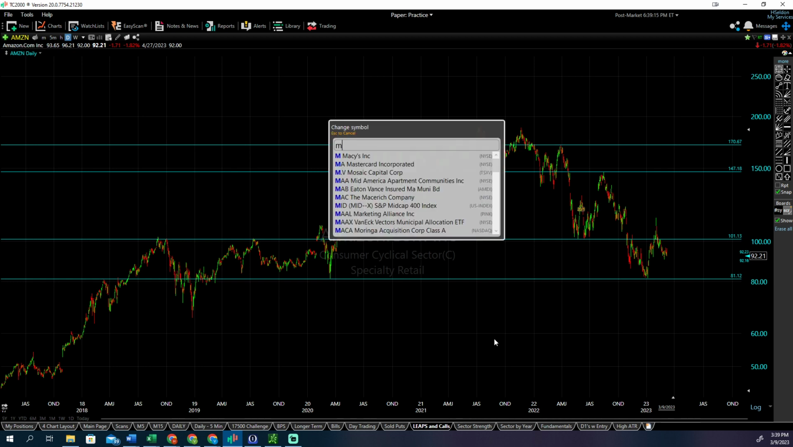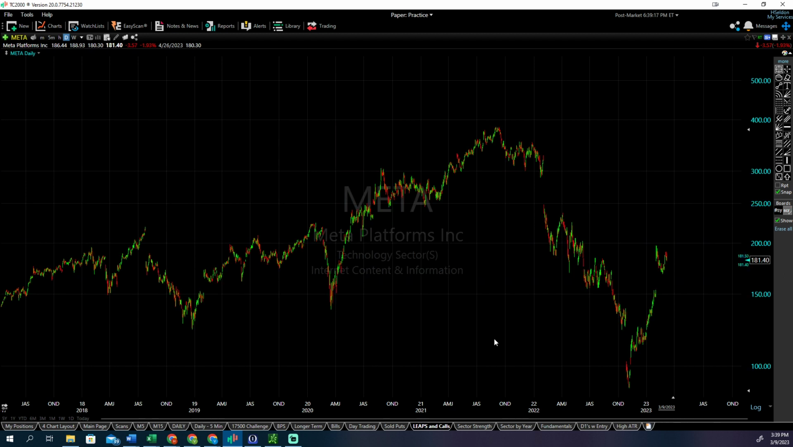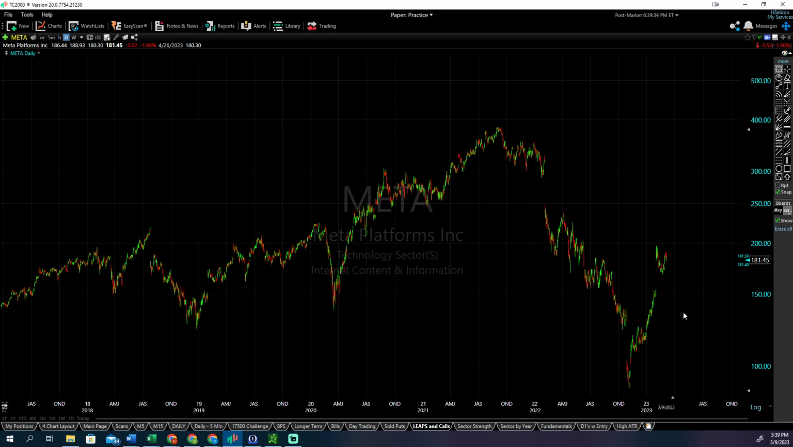But no. Let's take a look at Meta. Meta's a weird little fucker. Why? Because it just chops everywhere. Look at this. There's nothing clean. Bam, down. You know, bam, bam. And then pops up here. Everything is gaps with this fucking stock. Gap here, gap here, gap here. But that's why it's so important to be able to take the chart and make it make a little bit more sense in the world.